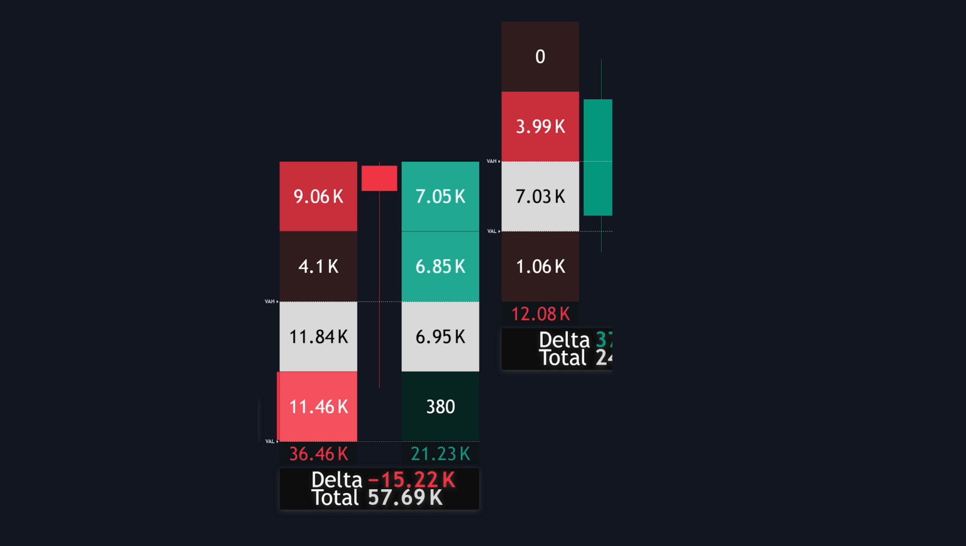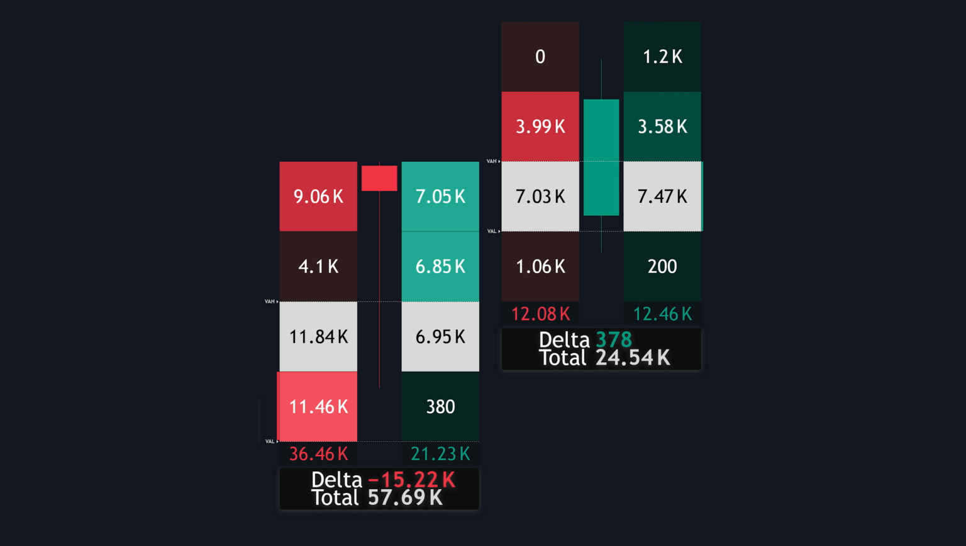As price moves forward, the next candle is printed. Notice on this candle, there's now a buyer imbalance. Also notice how price closed above this imbalance. This is our initiation candle and is showing buyers now have control and are showing buying intent.